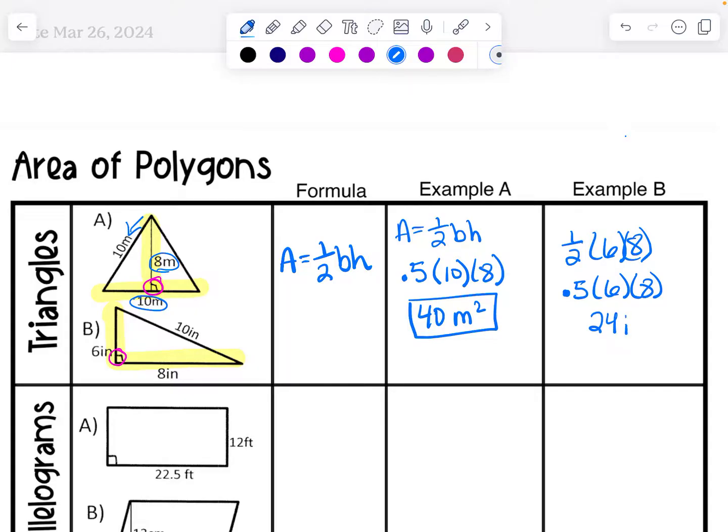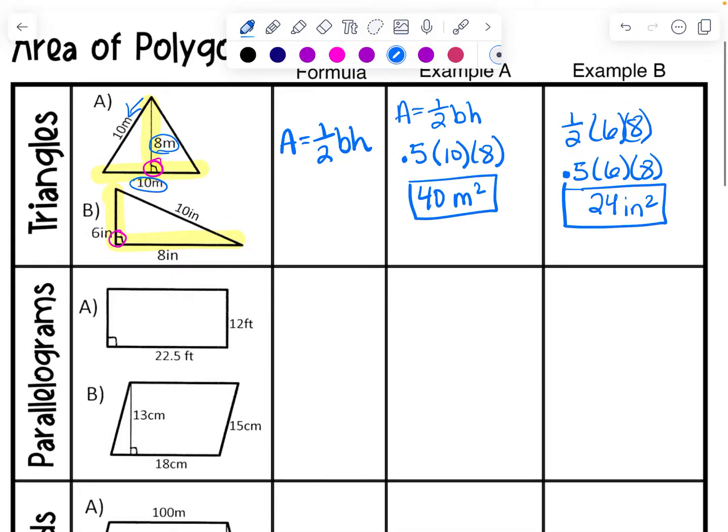All right, moving on to parallelograms. We have just the formula area equals base times height. And again, base and height can be found using that right angle symbol. That's how we know it's the base and the height. So for example A, we're just going to do 22.5 times 12. You are welcome to use your calculator as long as you show your work. And remember, your work in this case is just what I wrote down, what I'm putting into my calculator. I'm going to get 270 feet squared.